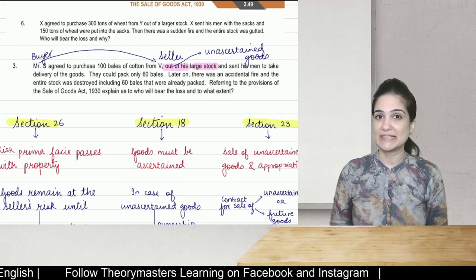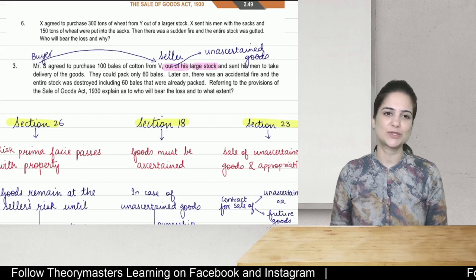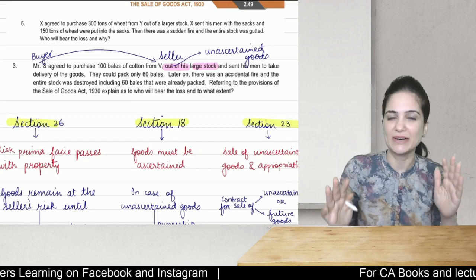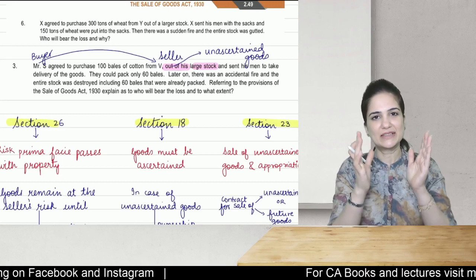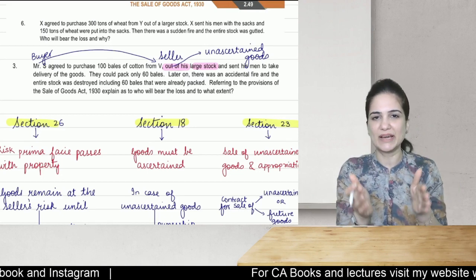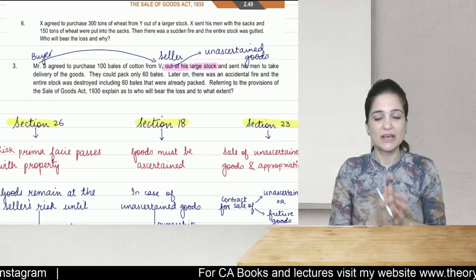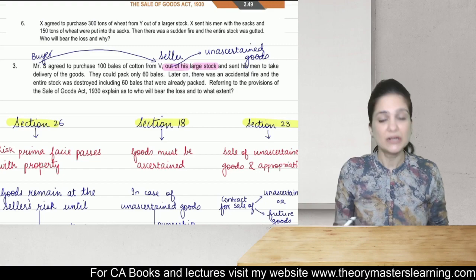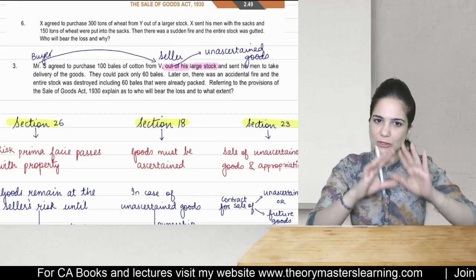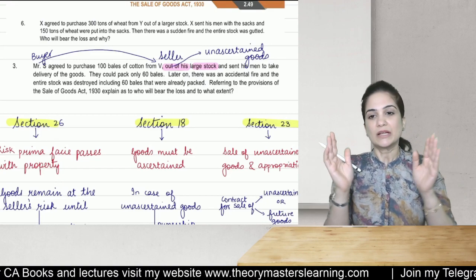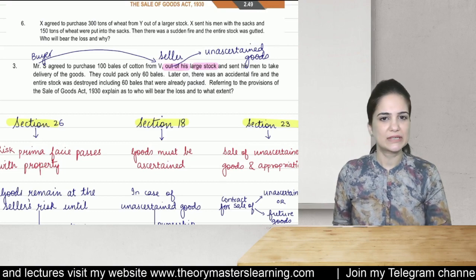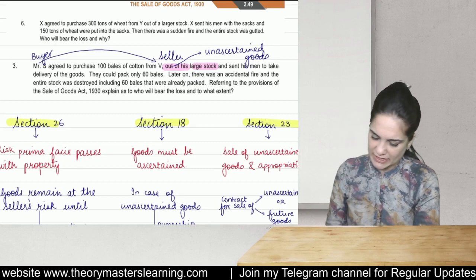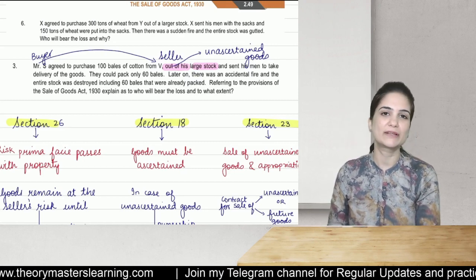Later on, there was an accidental fire and the entire stock was destroyed, including the 60 bales that were already packed. So in this case, the buyer's people had already packed 60 bales and everything was destroyed. So no delivery was taken by the buyer. All the goods were lying with the seller. The packed goods, that is 60 units, were destroyed. Referring to the provisions of the Sale of Goods Act, explain who will bear the loss and to what extent.